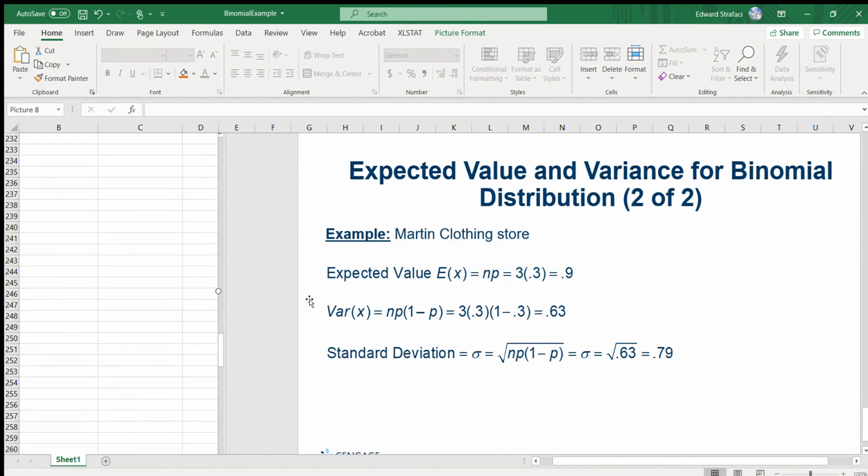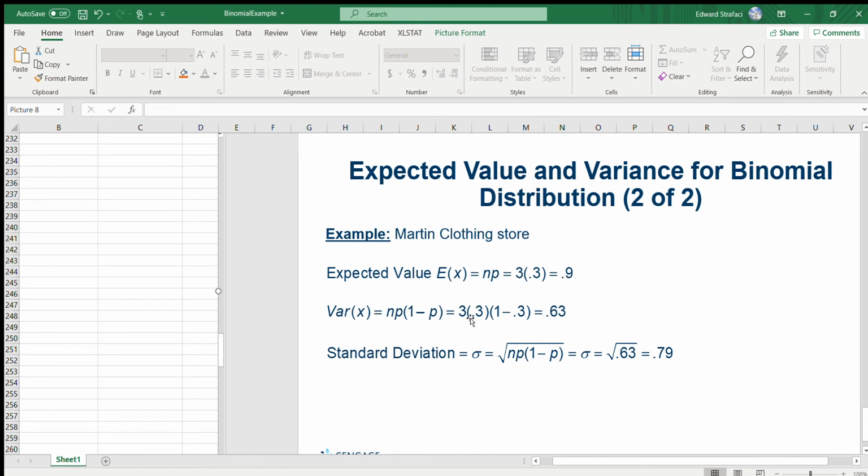So finally, the variance, the standard deviation, and the mean. The expected value of the mean would be 3 times 0.3, which is 0.9.